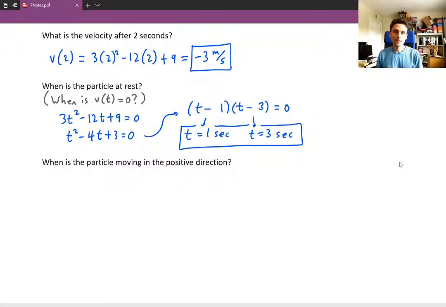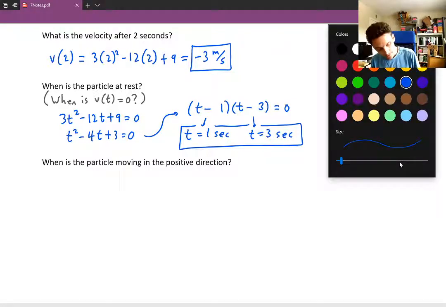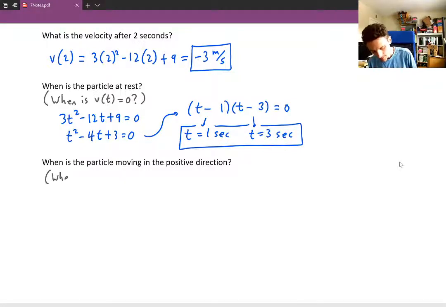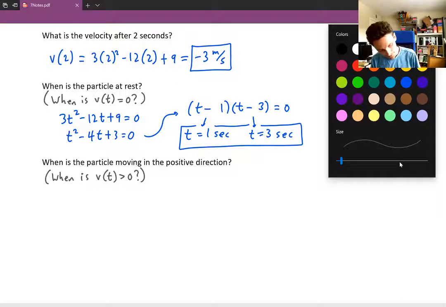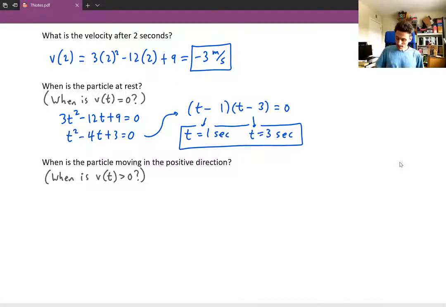The next question asks, when is the particle moving in the positive direction? So this is equivalent to asking, when is v of t positive, or greater than 0 is another way of writing positive. That brings you down into a mathematical context where you can then solve things. Well, let's write what v of t is. It's 3t squared minus 12t plus 9. And then we'll write, that's what we need to be greater than 0.